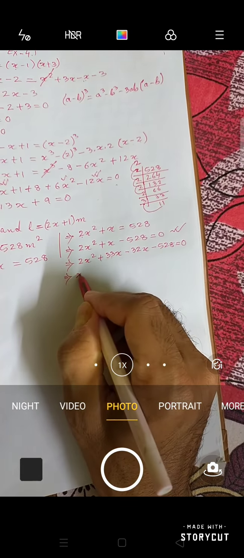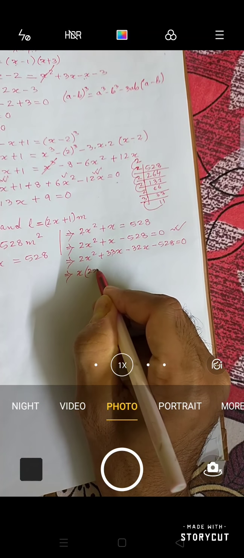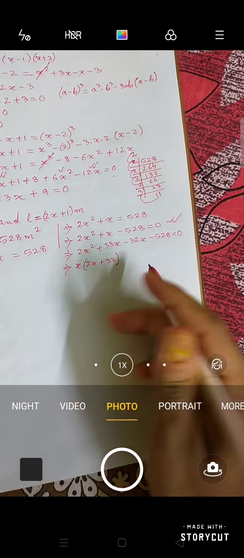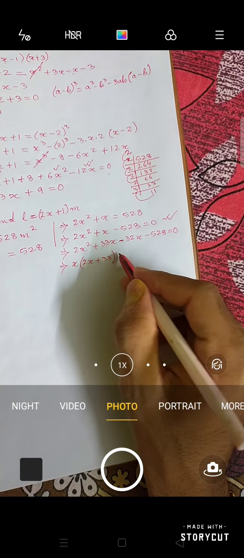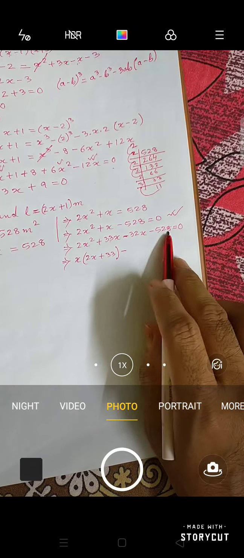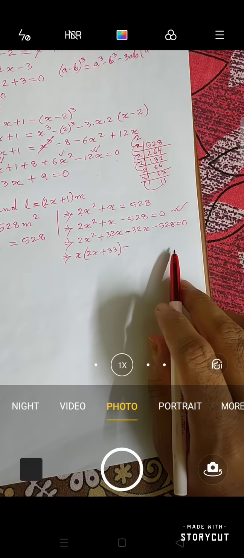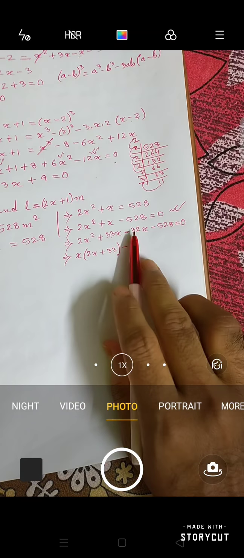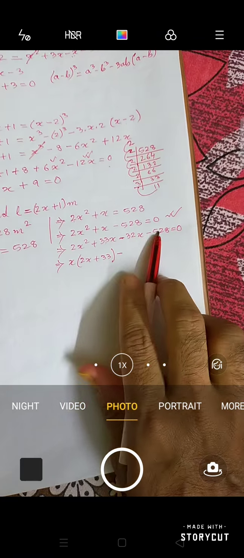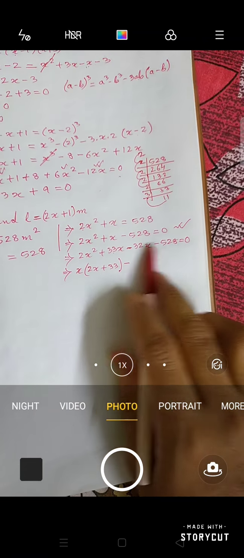So we'll take x. Now we'll be having 2x plus 33, correct? Now there is a minus. Now these two numbers, what do they have in common? That has to be taken, right? If you take that number as common, you have to take the prime factorization again, to see what is common in these two.